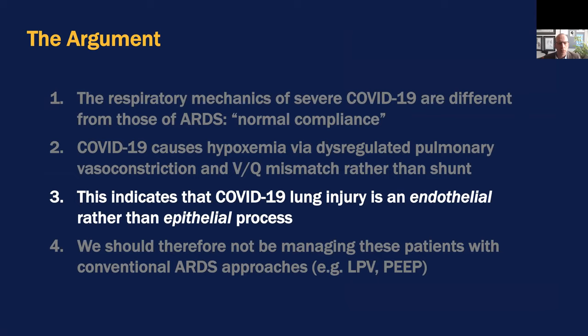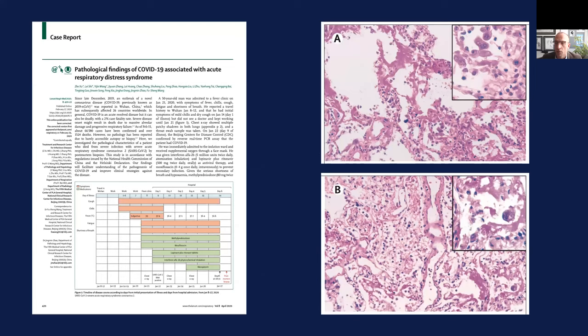the third step in this argument, that COVID-19 lung injury must be occurring by way of an endothelial process rather than epithelial process, is at odds with autopsy data. So early on, we were getting these reports out of China that the autopsy results, both of patients who were on the ventilator and patients who were not intubated, showed textbook diffuse alveolar damage. It showed hyaline membranes, it showed epithelial necrosis, alveolar flooding, it showed everything we expect to see in bad ARDS. So to say that it was an exclusively endothelial injury as opposed to an epithelial one is really not reconciled.